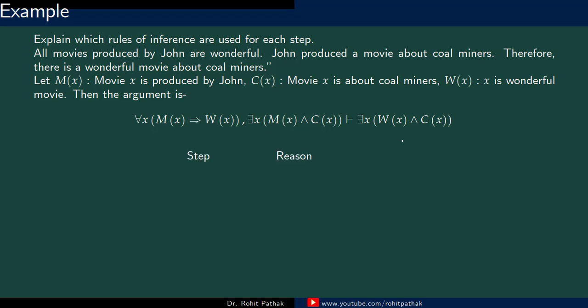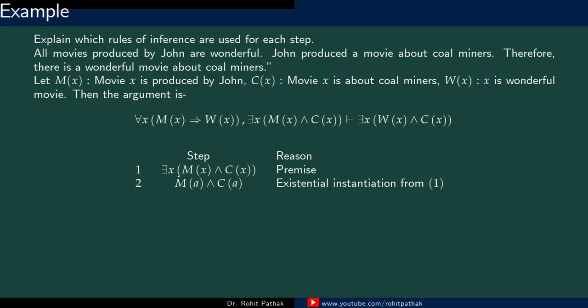So again, using step 1, we can take any of the premises. There are two premises, we take this one. There exists an X, that means this is true for a particular A. So there exists a movie A which is produced by John and which is about coal miners. This is called existential instantiation from 1. Then this is MA, which is simplification. Simplification means P and Q implies P.